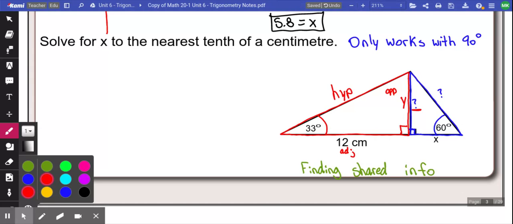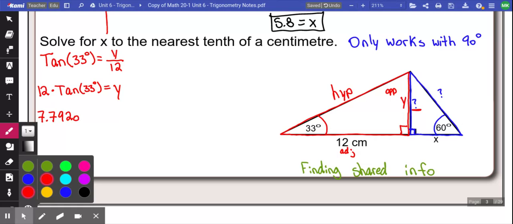If I do SOH CAH TOA, I would end up using tangent of 33 degrees equals opposite, which is y, divided by adjacent, which is 12. That means if I do 12 times tan of 33, that will tell me what my side length y is. So 12 times tan of 33 gives me 7.792891118. Notice that I'm not rounding my number. I'm not rounding my number because it's not my final answer.